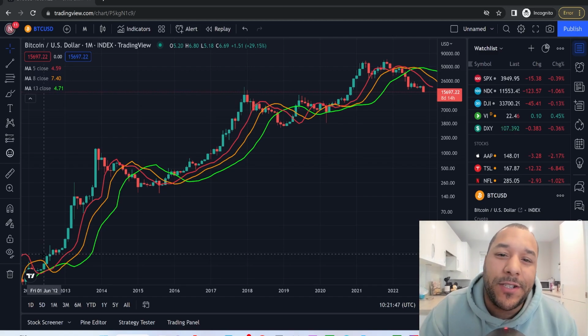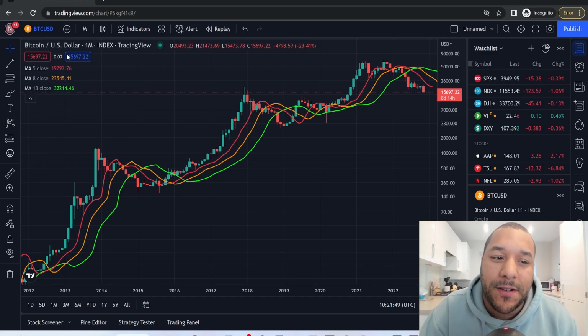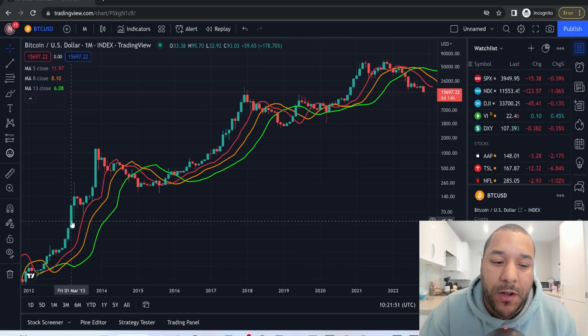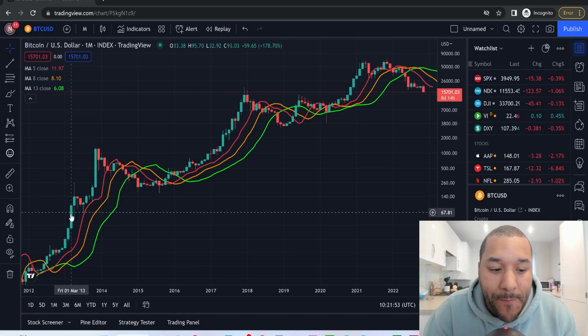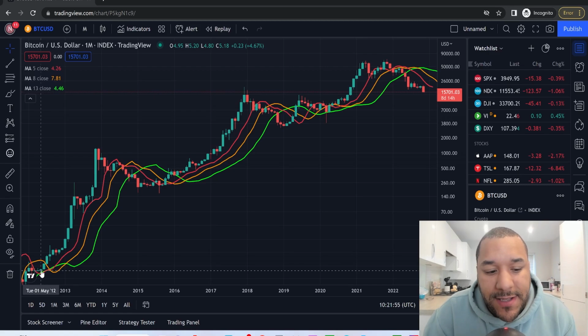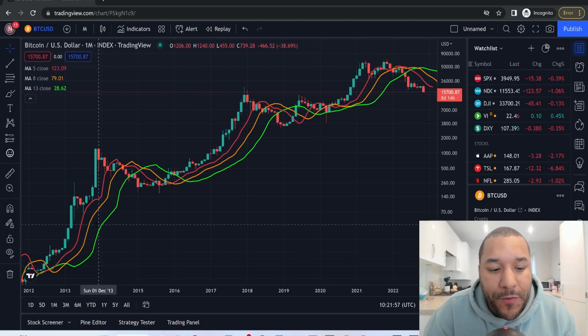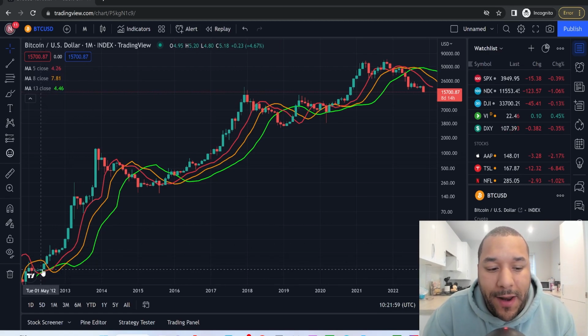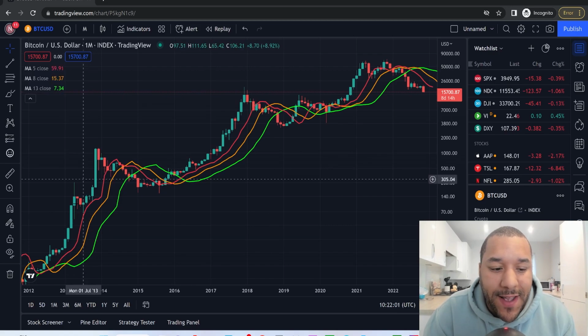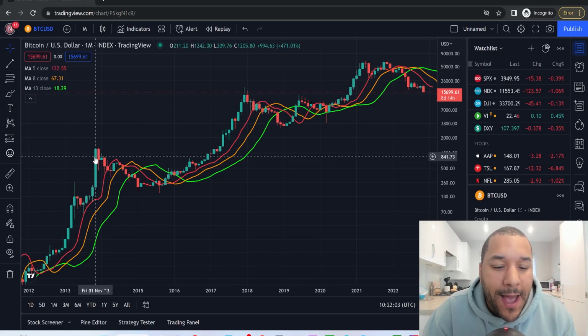Every time we saw Bitcoin's price, and again, this is on a monthly time frame, meaning each candle is 1 month's worth of action, above all 3 lines, we went on an absolute crazy parabolic run. You can see it right back here from the past, and same again here.